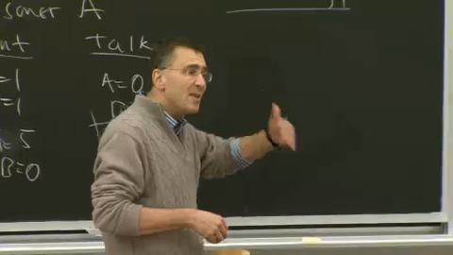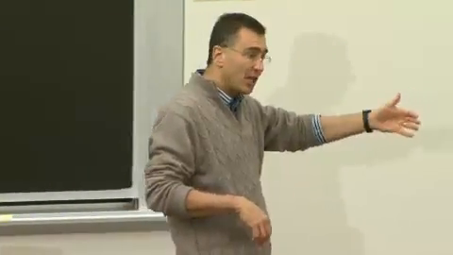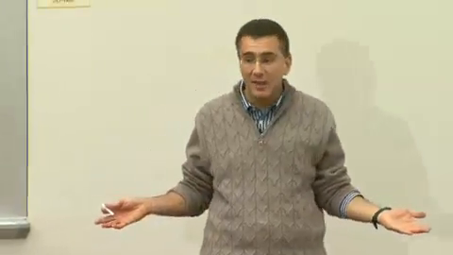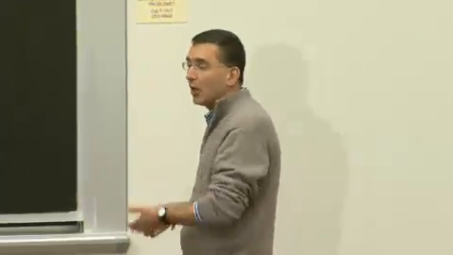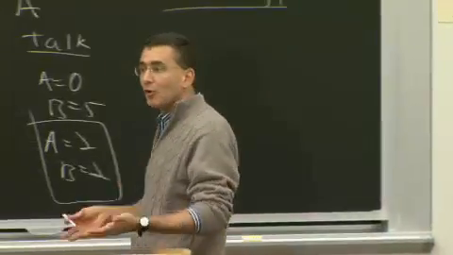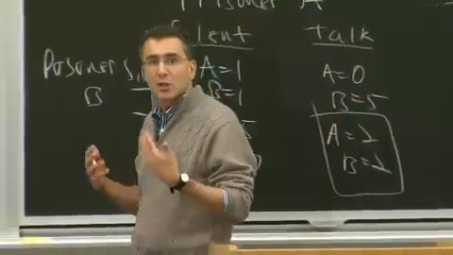Okay. Given that B has chosen to talk, A is talking. That's the profit maximizing thing to do. Given that A is talking, B is talking, that's the profit maximizing thing to do. So given the strategy the other player's chosen, that's an equilibrium.